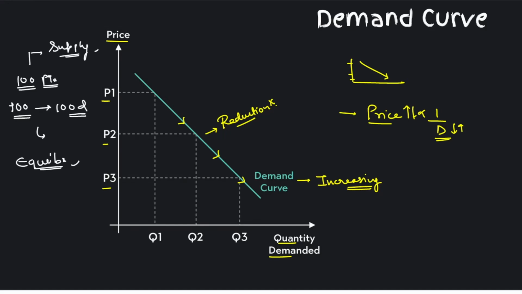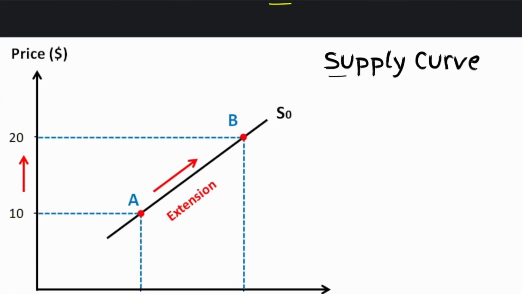Let's come here to the supply graph. So this is the supply curve. What does the supply curve say? That when the prices increase, the supply also increases. Or, in order to increase the supply, the price of production and the markup cost would also be increased.